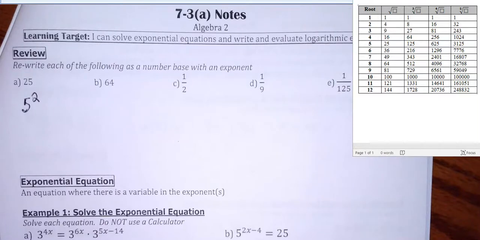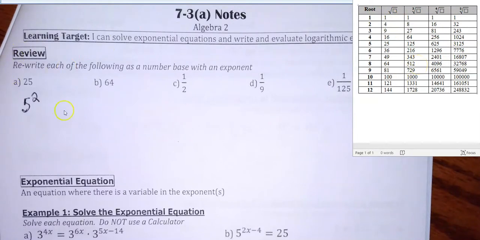Right. Today we're going to solve some exponential equations and also do a little introduction to logarithms. What I have pulled up here over to the side is all the lists of the perfect squares, perfect cubes, perfect fourths. This list is going to be really helpful today.